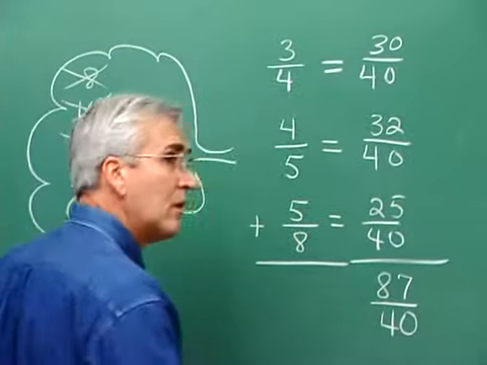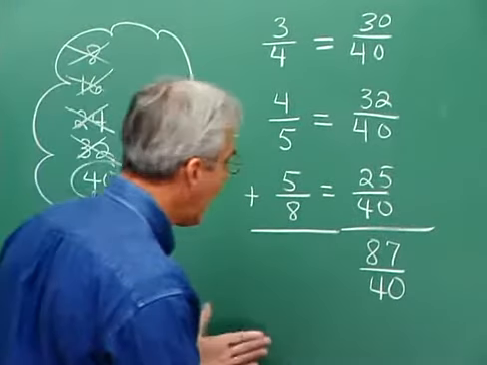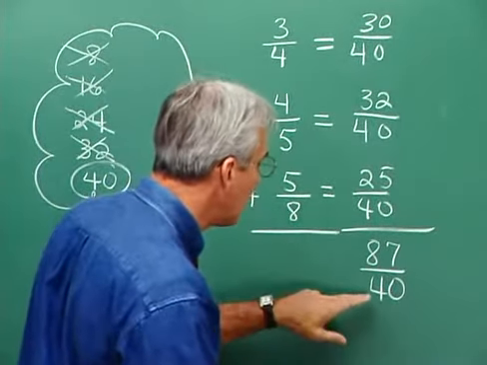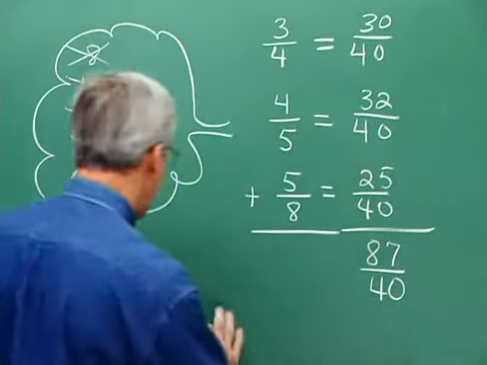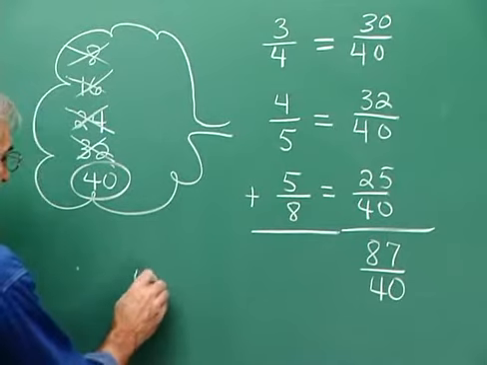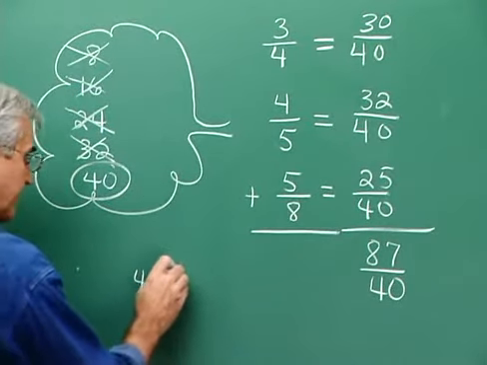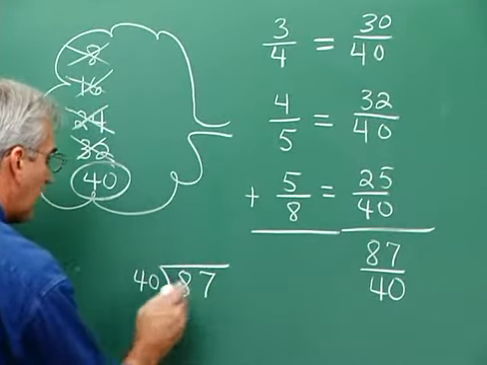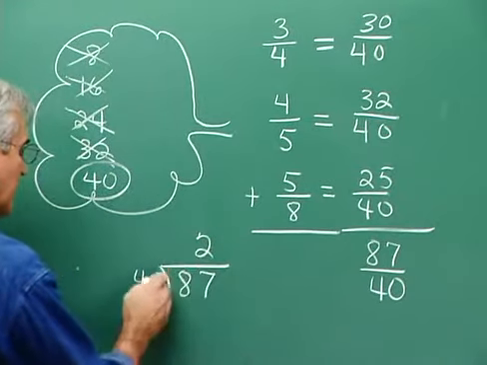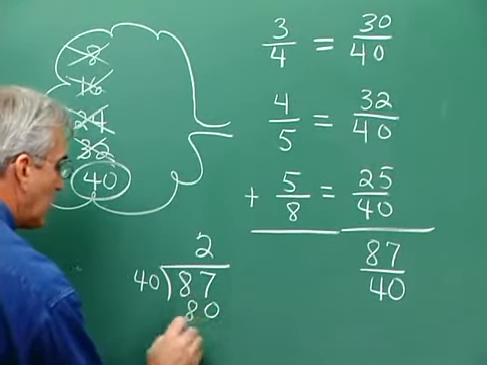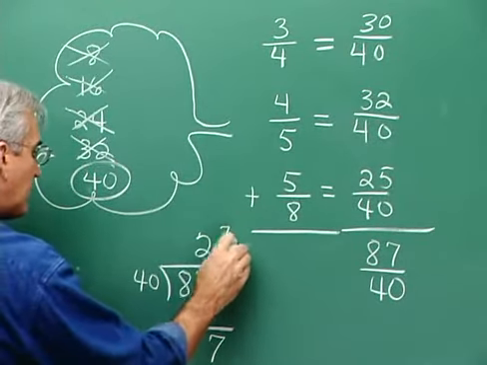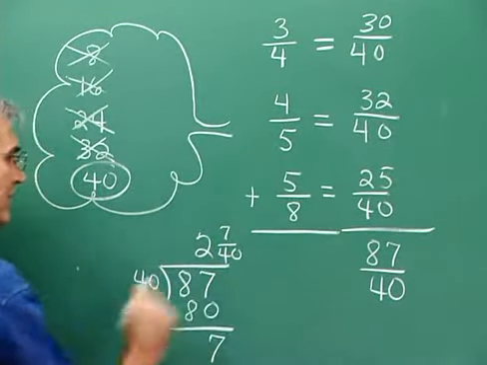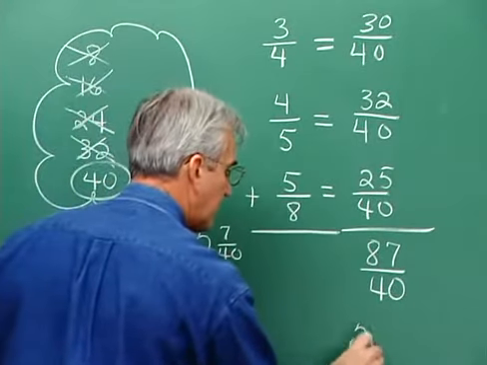I'd like to change it to a mixed number. So to do that, well, let's see. Can we see through the division of 40 into 87? Maybe not. So we'll come out to the side and we'll say 40 into 87. 40 into 87 goes 2 times. 2 times 0, 0. 2 times 4, 8. Subtract, we get 7. The remainder is 7. We put the remainder over the divisor. And this then becomes 2 and 7/40.